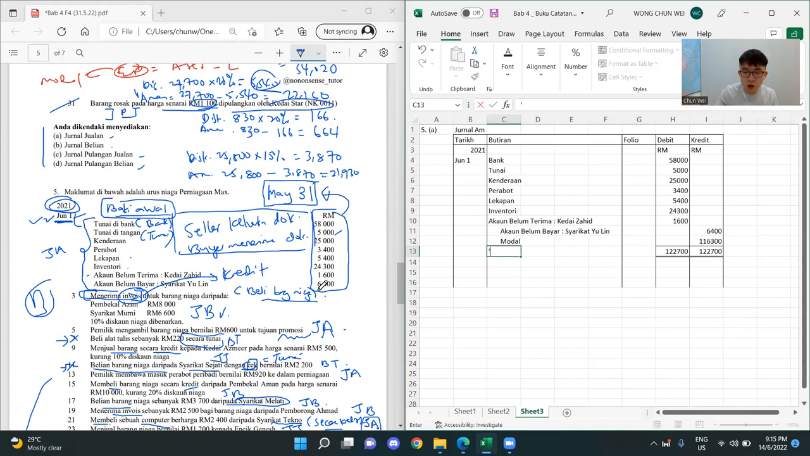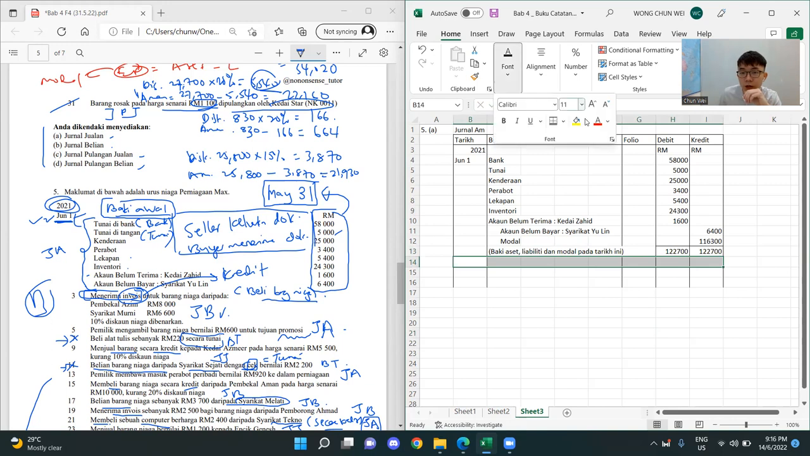And so this one we will call the asset, liability, then modal. Wait, I forgot to put the baki. Say baki, asset, liability, then modal, on the date. See, so it's just that simple. Okay, so this is your keterangan. Okay, after that, after done, then one line.